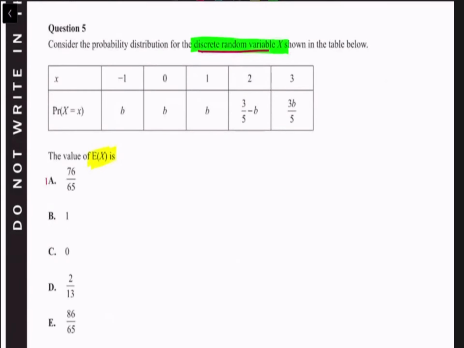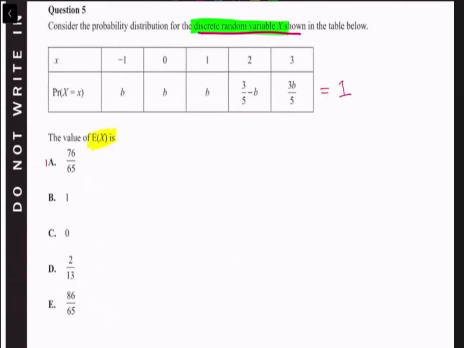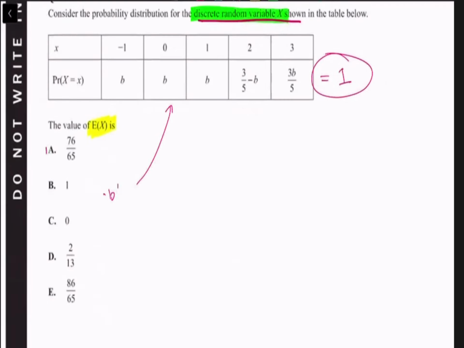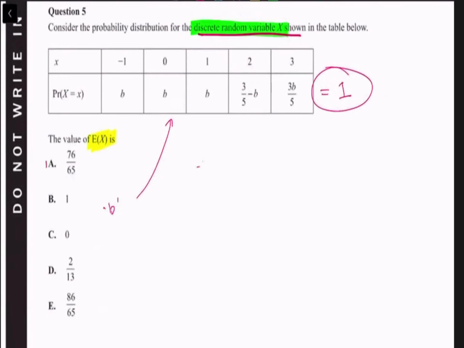So if this is a discrete random variable, then this whole bottom row is going to be equal to 1. If you look at the answers, you'll see that none of them have B in them, which means you actually have to find what B is. So that's why we need this. If you add the bottom row, you get B equals 1. And then to find E(X), you would do -B multiplied by this one, added to the rest of them.